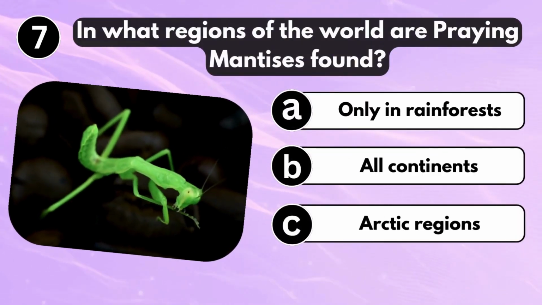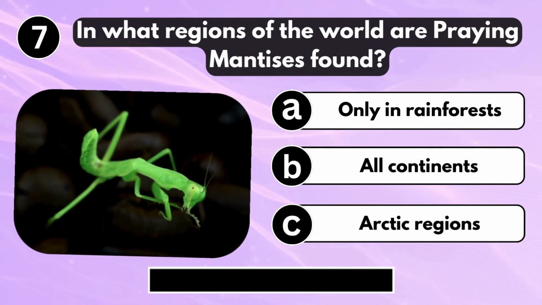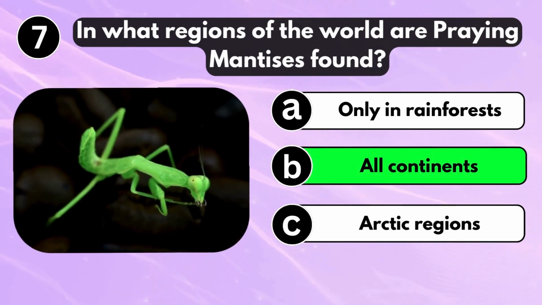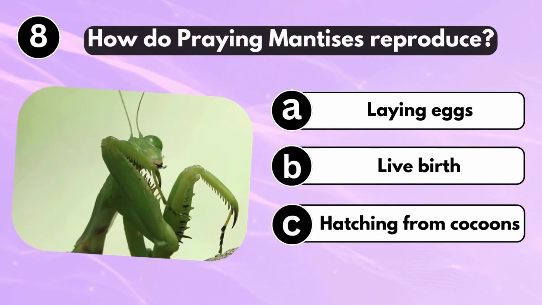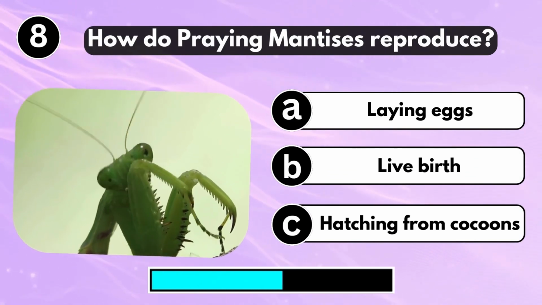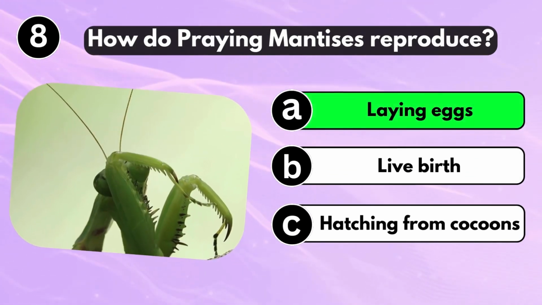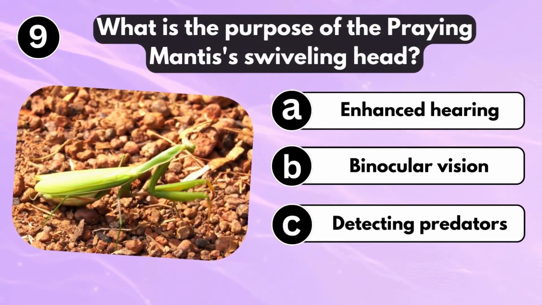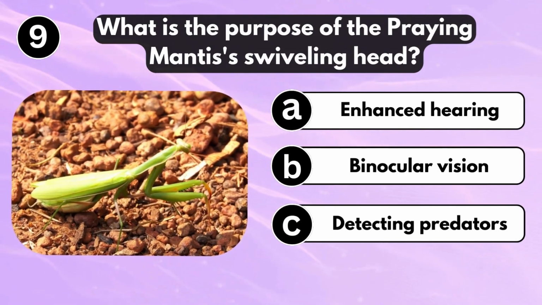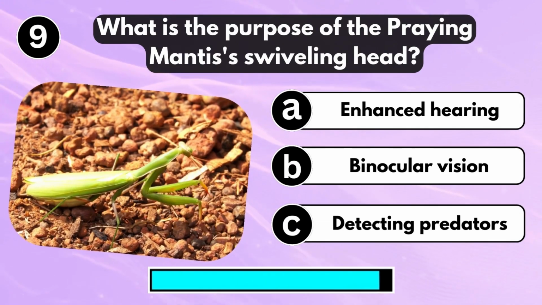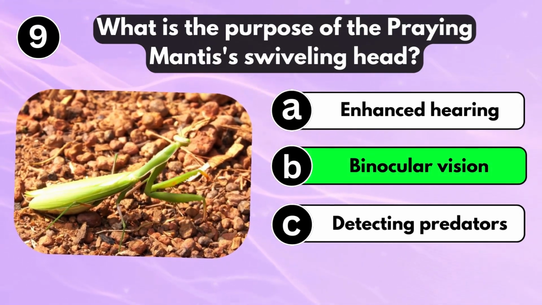In what regions of the world are praying mantises found? All continents. How do praying mantises reproduce? Laying eggs. What is the purpose of the praying mantis' swiveling head? Binocular vision.